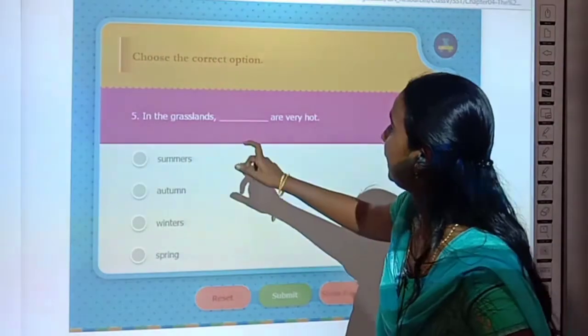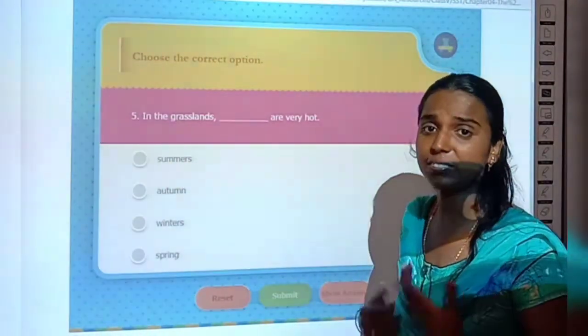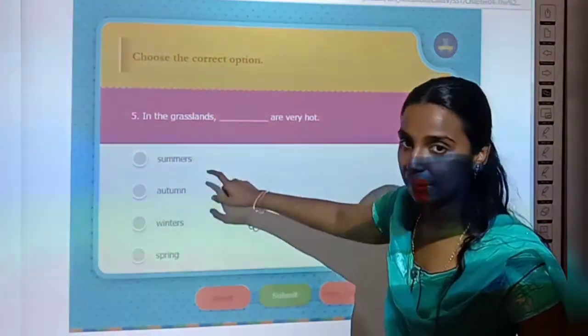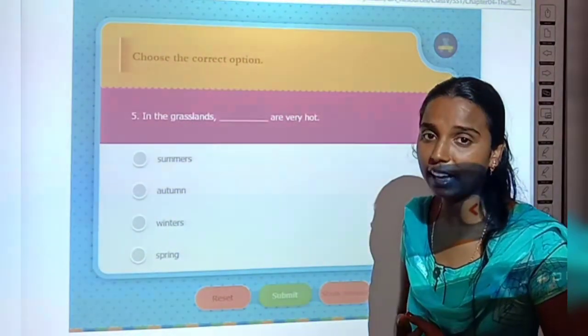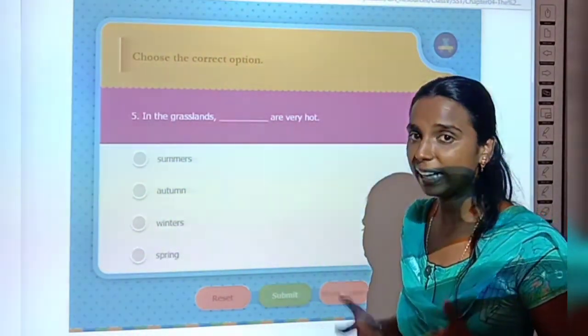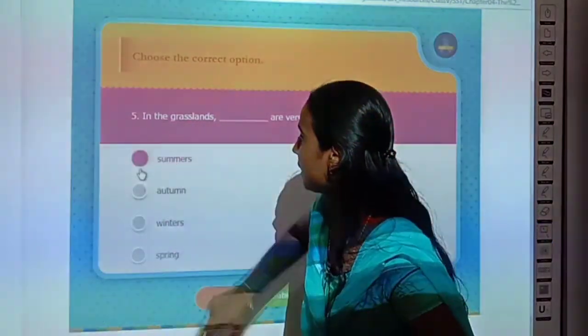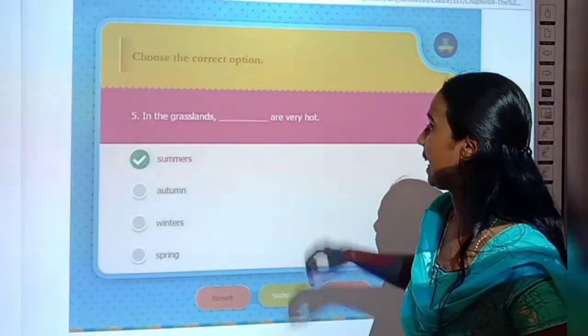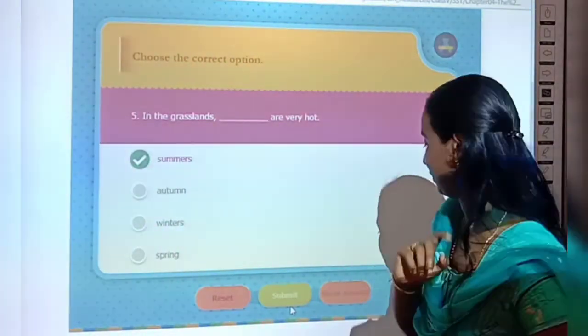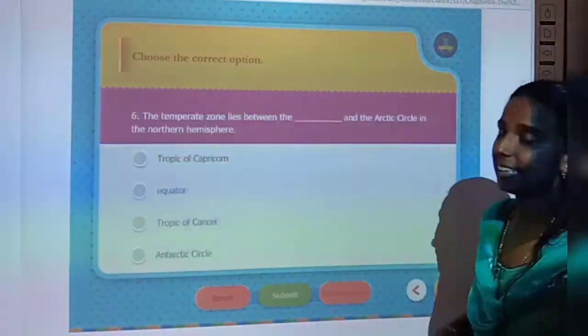Yes. Now, in the grasslands, dash are very hot. Which season is very hot? Summers, autumn, winters or spring. Which season is very hot? Automatically we know, right? Summers will be hot. So, summers. Shall we check? Yes. So, in the grasslands, summers are very hot. Very good. Now, see the next question.